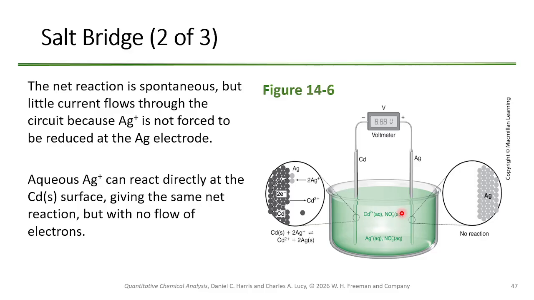And so there's an added piece here that we have not talked about yet, which is called a salt bridge, and we've already kind of mentioned it. But again, that net reaction is going to be spontaneous. Very little current would flow from the circuit right here because the Ag plus is not forced to be reduced at the Ag electrode. It can just as well be reduced right over here at the other electrode. It has free reign, free flow, right? So this would actually short itself out very quickly. Okay, and then you'd have no flow of electrons through the wire at all.